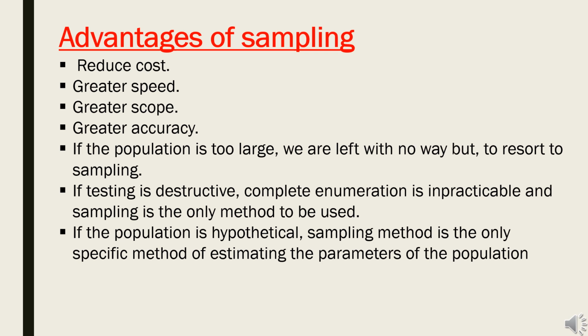Greater scope. In certain types of inquiry, highly trained persons or more sophisticated equipment must be used to obtain the data. But in many cases, a sufficient body of investigators is rarely available and trained, totally ruling out a complete enumeration. In such cases, the ultimate choice lies between a sample survey or no survey at all.